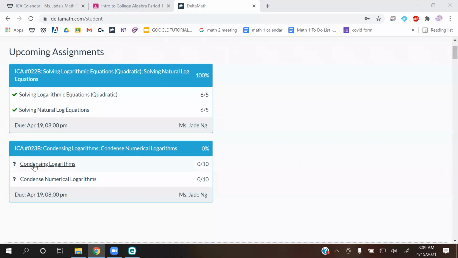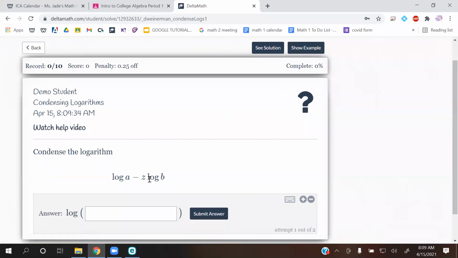So our first category is condensing logarithms. This is going to be kind of like a new topic. So we'll do a few examples. We'll do maybe like 6 examples so that you can see how the pattern goes, but I think you will catch on pretty quickly. So we have log A minus Z log B.